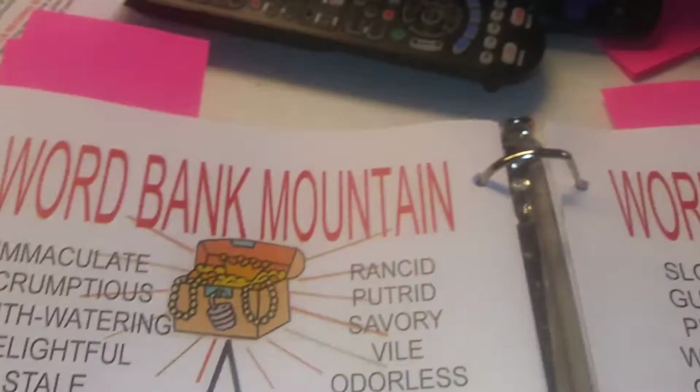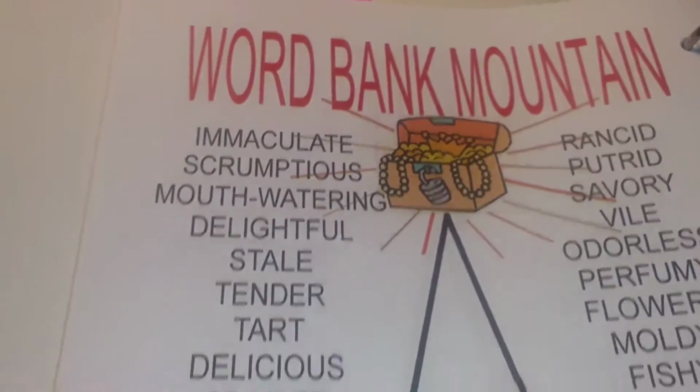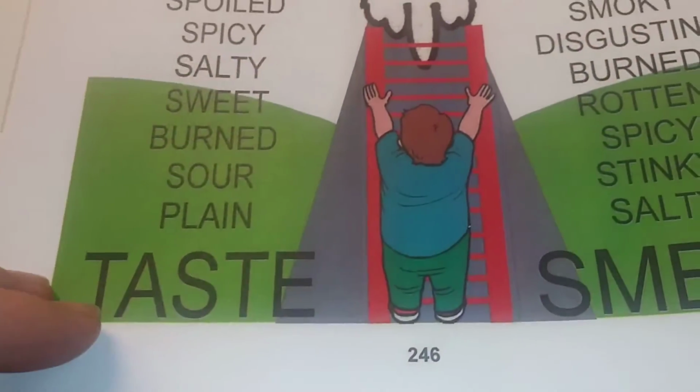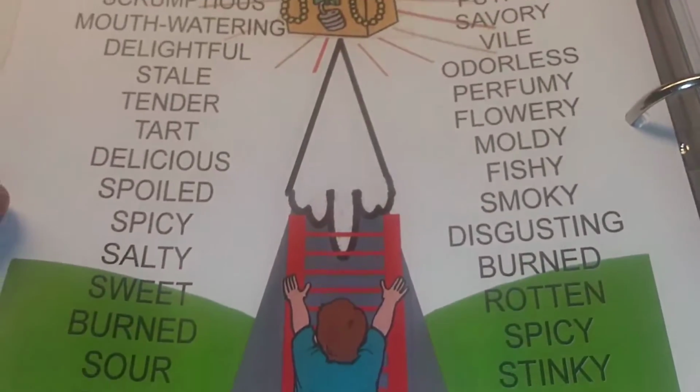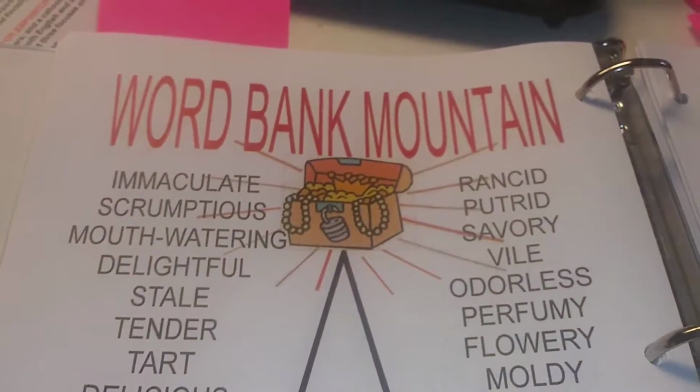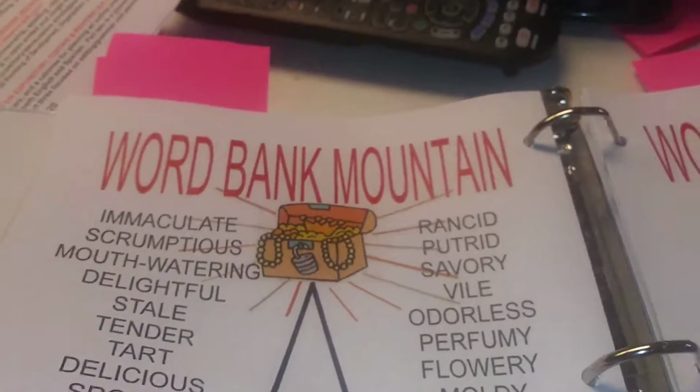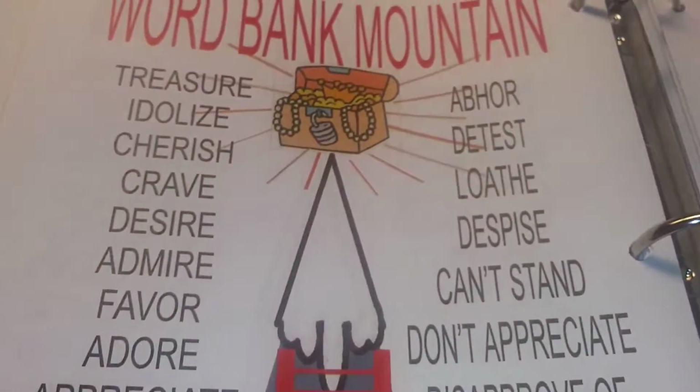Another way to get more higher vocabulary, when my revising portion starts in the binder, I have a section called Word Bank Mountain, where it's got lots of synonyms on the bottom of the ladder. This is about 20 pages worth, and the little boy has to climb this ladder, what we call Word Bank Mountain, and to use higher vocabulary as he goes along.